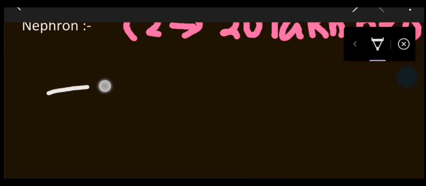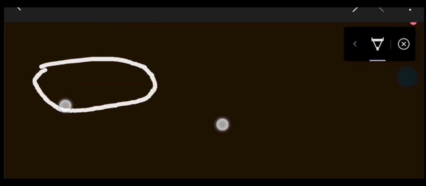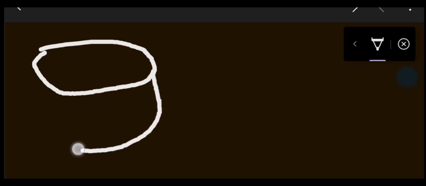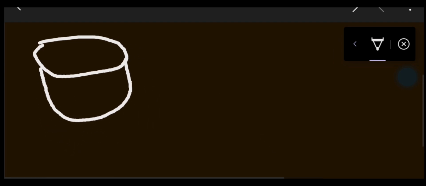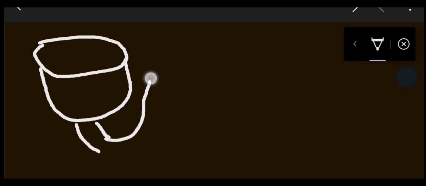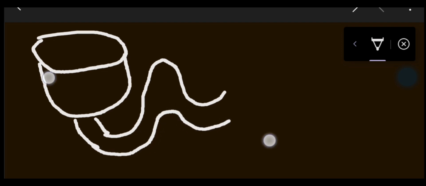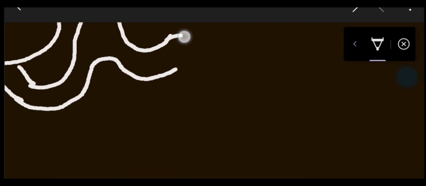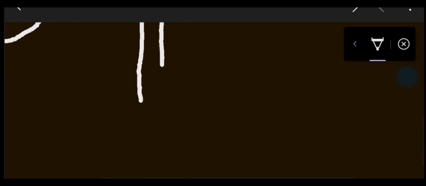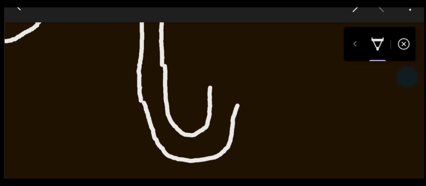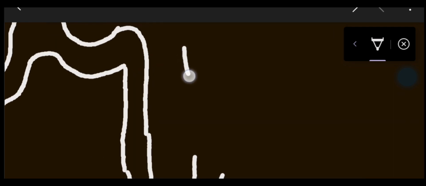So this is basically our first portion, which is the glomerulus. Then this is Bowman's capsule. After this Bowman's capsule, this will lead towards a folded structure known as the proximal convoluted tubule, or PCT. Now after that this PCT extends down, and again it goes up. This is basically the loop of Henle. I'm going to label it after this.